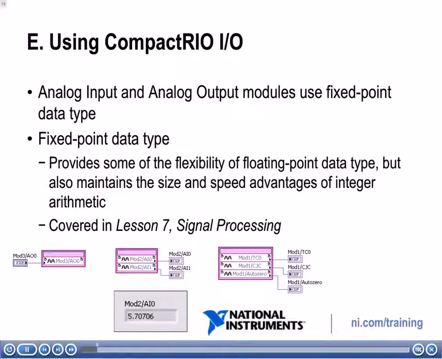When you're using analog input and analog output modules with cRIO, they're typically going to use a fixed point data type. We're not going to go into the specifics here, but we will talk about it later in Lesson 7, Signal Processing. For now, just know that the fixed point data type provides some of the flexibility of floating point data type, but it also maintains the size and speed advantages of integer arithmetic. So it lets you do something close to floating point in terms of functionality, but it's more efficient the way that it's implemented on the FPGA.